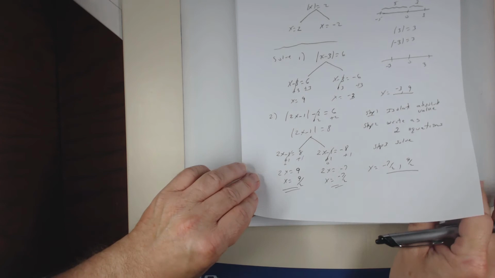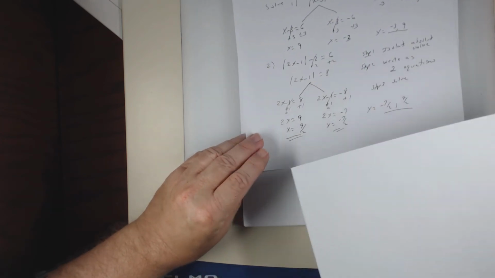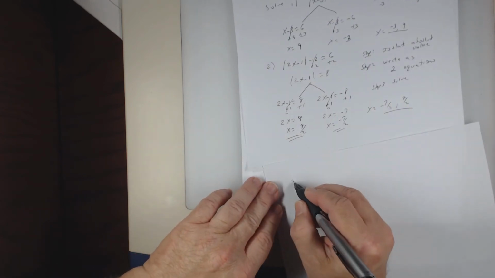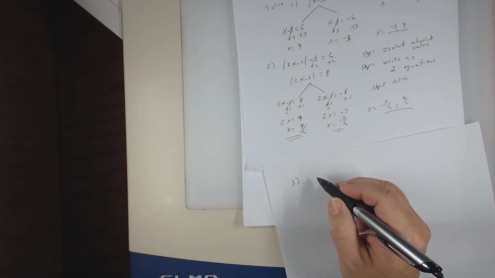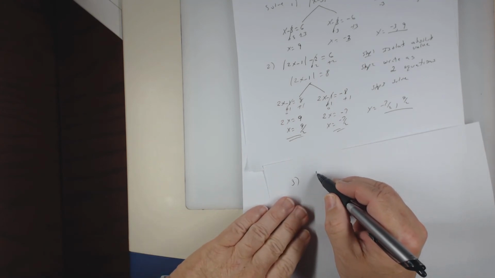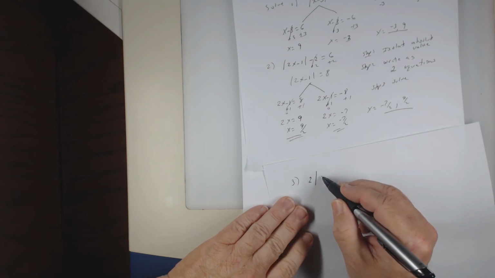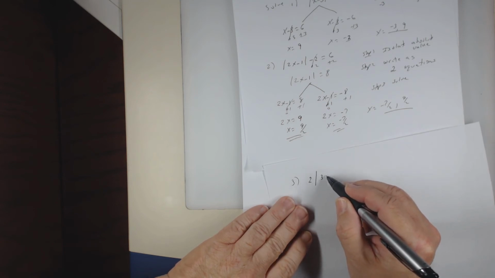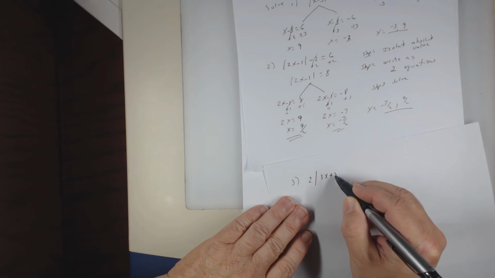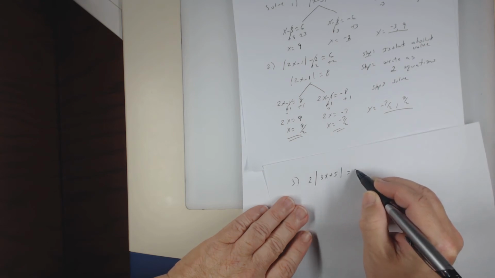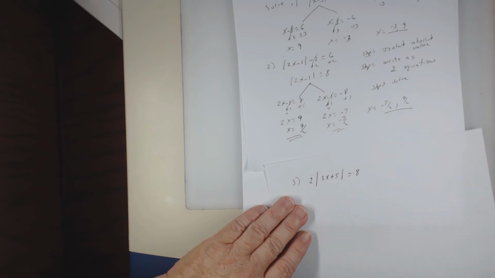All right, now what if you had this? All right, now listen carefully to this. What if you had 2 times the absolute value of 3x plus 5 equals 8? All right. What might you want to do first?